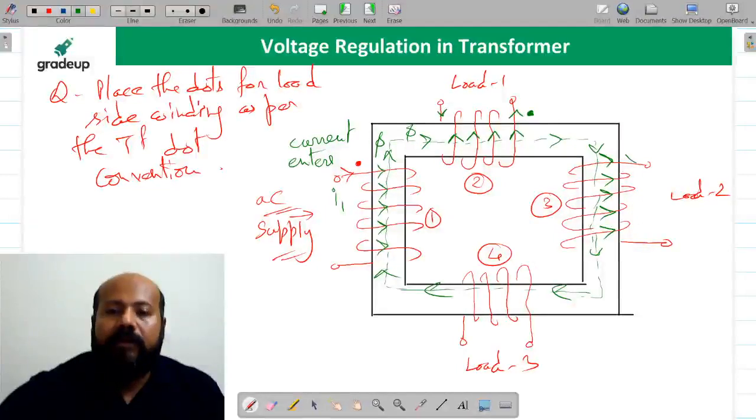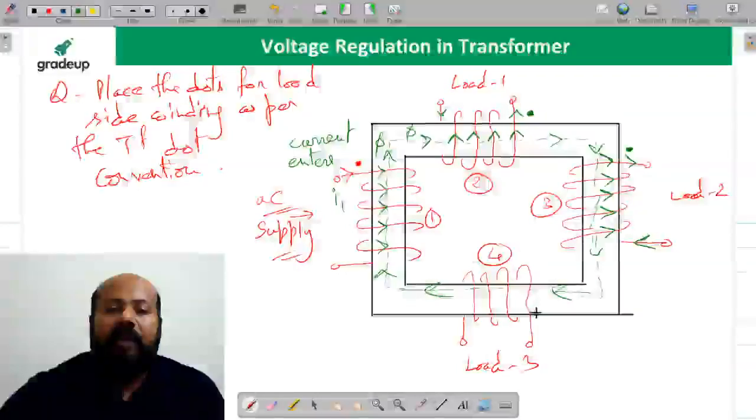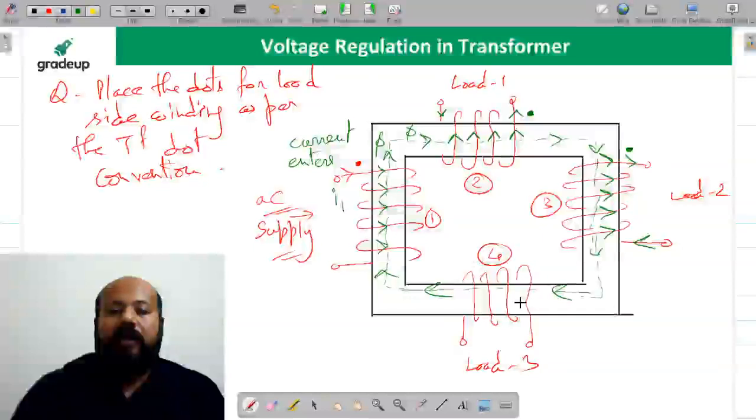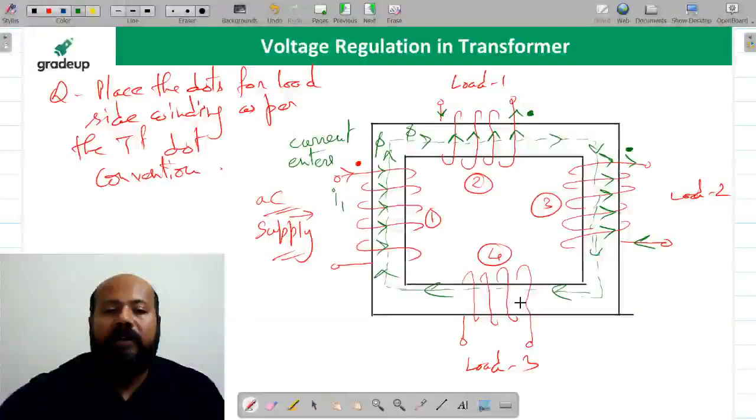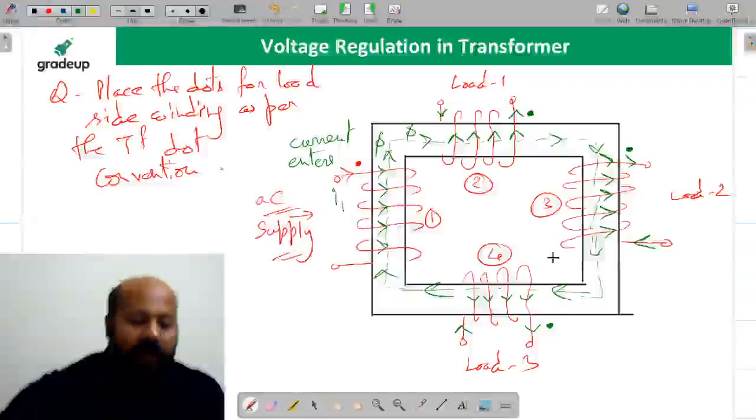Yes or no? The current should leave the dot, so the dot is going to be placed here. Similarly here, the current sense should be in this direction. And current should leave the dot, so we are going to place the dot like this.